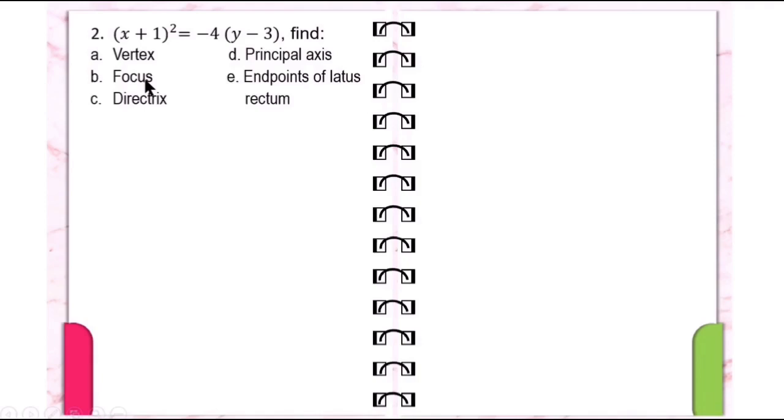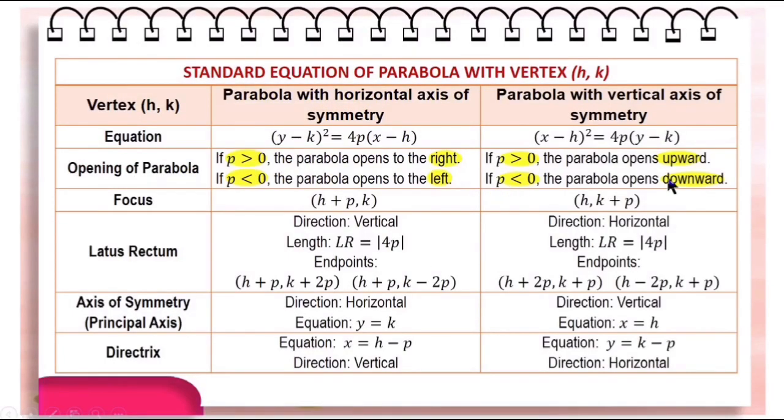Another example. Number 2. The equation is (x plus 1) squared equals negative 4 times (y minus 3). Find the vertex, the focus, the directrix, principal axis, and the endpoints of latus rectum. The value of h is equal to negative 1, opposite of positive 1, and k is positive 3, opposite of negative 3. Since the equation is quadratic in x, and it is negative here, the parabola opens downward. If p is less than 0, it opens downward.